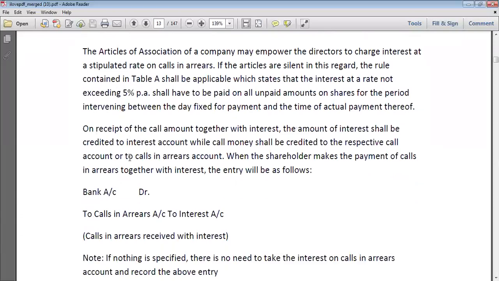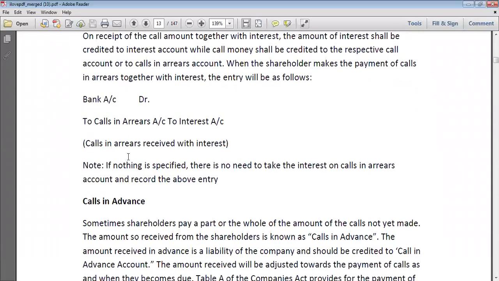So when the company receives the interest on calls in arrear, what entry will be passed? Bank account debit to calls in arrear account and to interest account. That means when the company receives the remaining amount which shareholders did not pay, bank account debit: the money which is received as calls in arrear goes to the calls in arrear account, and the interest which is received on calls in arrear goes to the interest account.